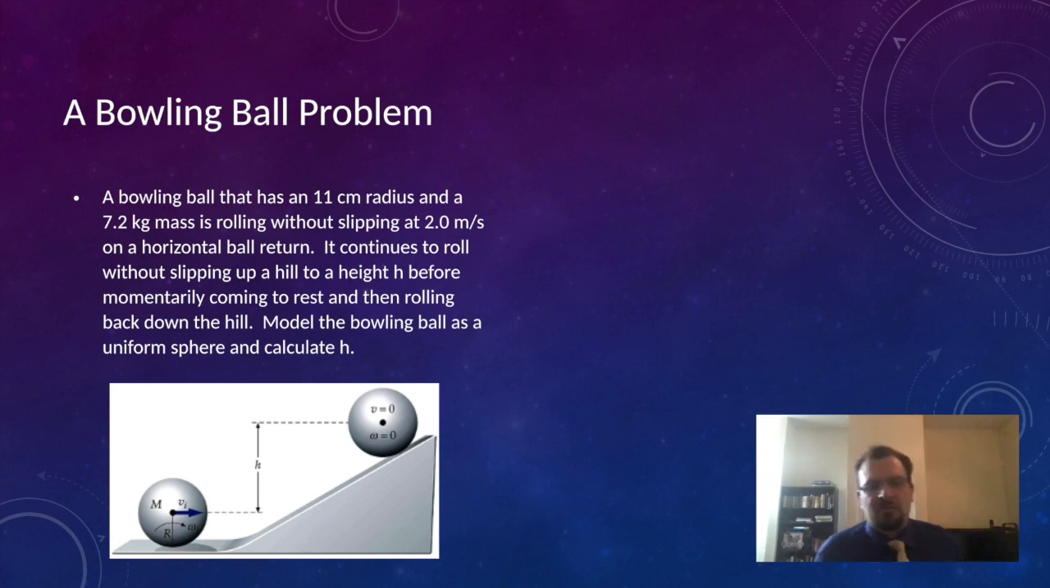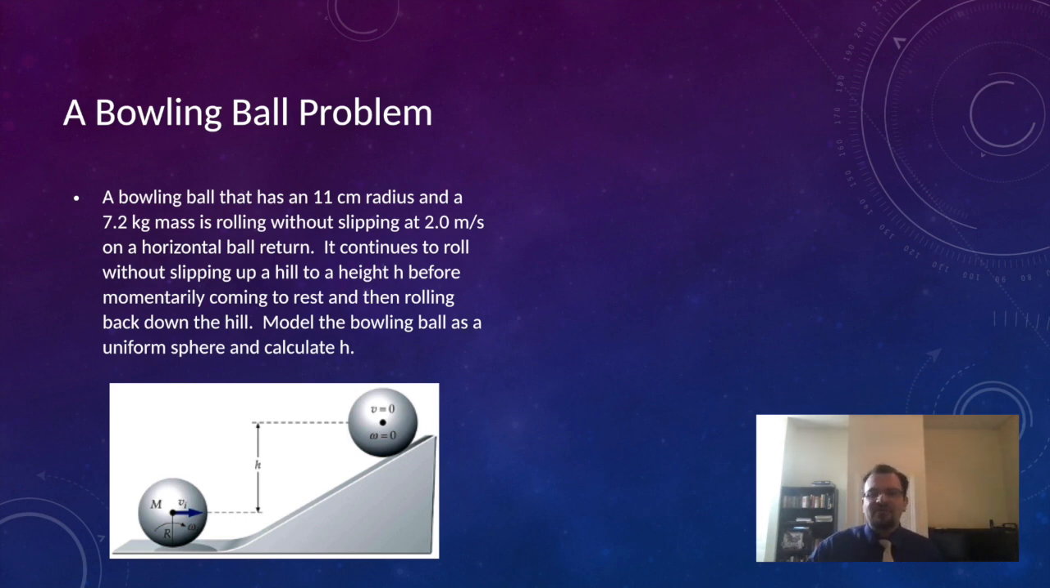So in this problem, a bowling ball that has a radius of 11 centimeters and a mass of 7.2 kilograms is rolling without slipping. So basically, this just tells us that the linear velocity and the angular velocity are related the way that we want them to be. At 2 meters per second on a horizontal ball return, it then continues to roll without slipping up the hill to a height of h before momentarily coming to a stop and then rolling back down the hill. So model the bowling ball as a uniform sphere and then calculate h. So let's go ahead and do that.